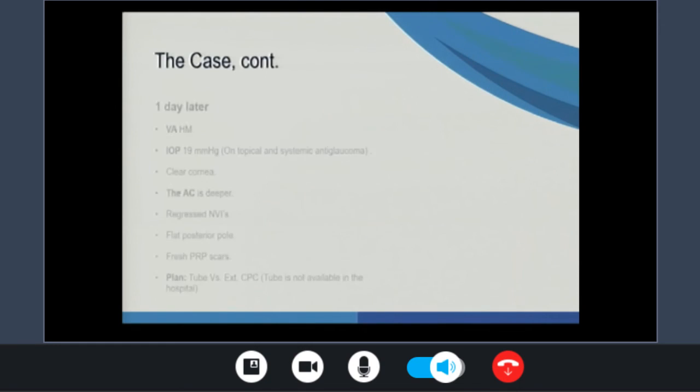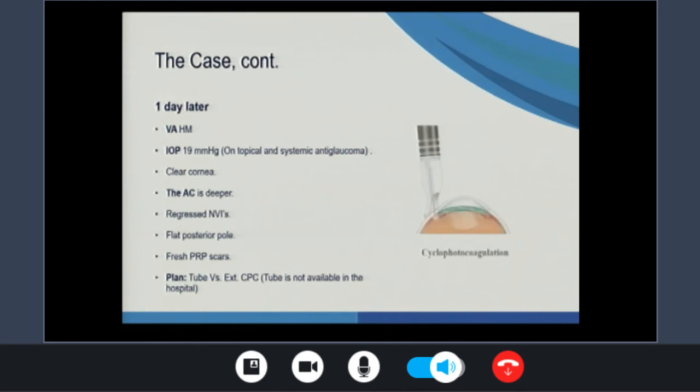So the plan was to observe the patient, and 1 day later, the IOP is 19 on topical and systemic anti-glaucoma medications. The cornea is clear, the AC is deeper, regressed NVI, flat posterior pole with fresh PRP scars, and the plan was to do tube surgery or external CPC. However, the tube was not available at that time in the hospital, and thus the plan was external cyclophotocoagulation. Till today, no tube in the hospital.